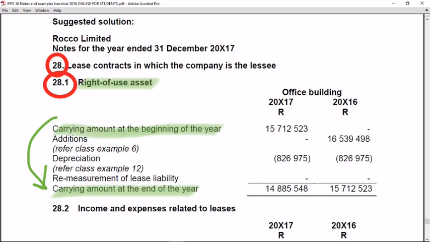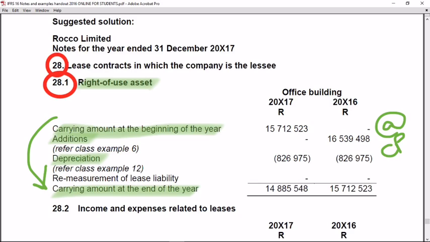The movements making up this reconciliation would then be any new additions. That would be if you acquired a new asset under a lease agreement, and that would be at the cost price of that asset. Please refer to class example 6 where we determine that cost price. The only other movement that we saw on this right of use asset was the annual depreciation charge. This was calculated in class example 12.